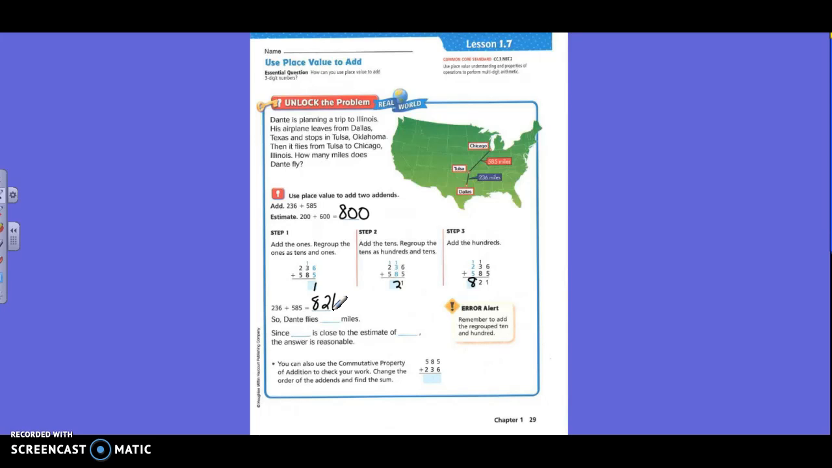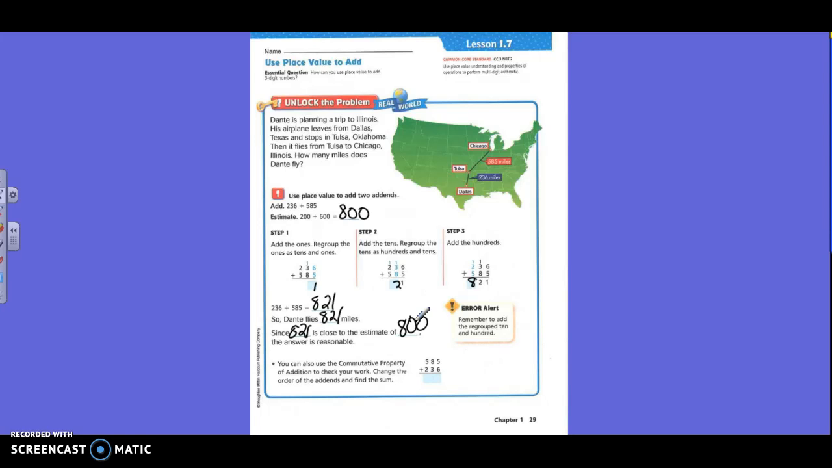So Dante flies how many miles? 821. Since 821 is close to our estimate of what? What was our estimate? 800. We know that our answer of 821 is reasonable because it's close. If you were to round 821 to the nearest hundred, would it be 800? Yes. So that's how you can check to make sure you did your math correctly.